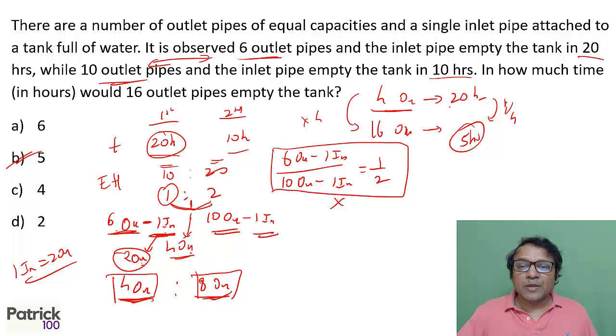So once you get 4 outlet pipes and 8 outlet pipes, we know 4 outlet pipes takes 20 hours. So 16 outlet pipes will take 5 hours. So 4 times the number of pipes. If the ratio of number of pipes is 4:1, the ratio of time taken is 1:4. So 1/4 of 20 is 5 hours.